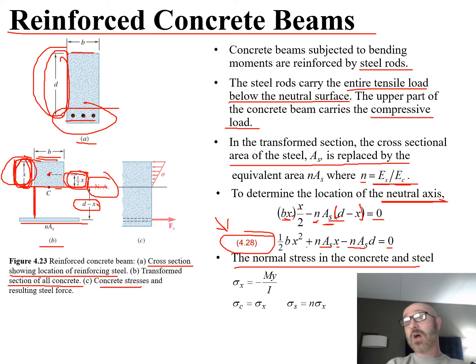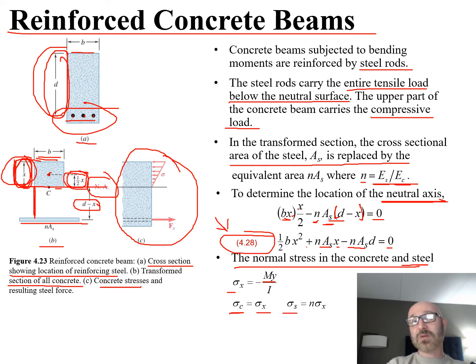And the normal stress from our governing equation for the concrete and the steel together, going to part C right here, is given by sigma sub x equals negative M y over I. So we can see that our sigma sub C is equal to our sigma sub x, and our sigma sub S is equal to n times sigma x. So our stress in the concrete is equal to that stress in the x direction for the whole piece.